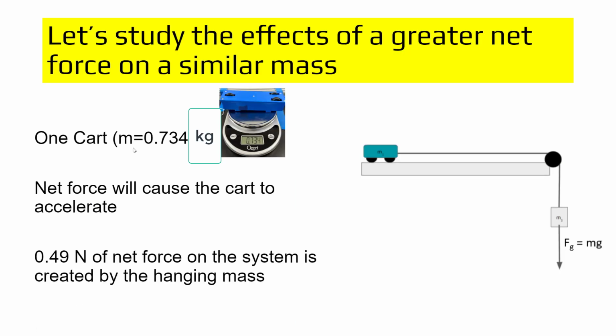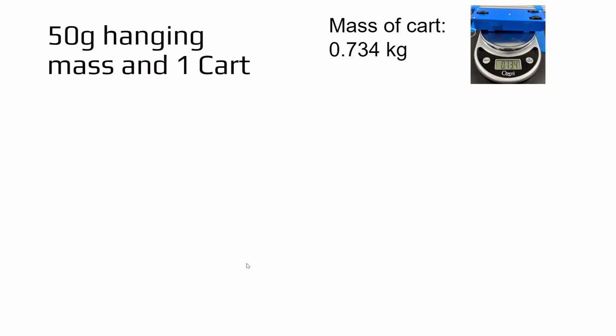Now, just looking at the cart, we're not going to do much with the mass of the cart except for compare. We're going to study the effects of a greater net force on a similar mass. So we're going to use this one cart, which has a 0.734 gram mass. It's not a hanging mass, so it's not going to go into the acceleration. It's actually going to go into the inertia, holding it back. But we'll have the hanging mass that we detected before. The weight was 0.49 newtons of force. So we'll have a net force pulling this.